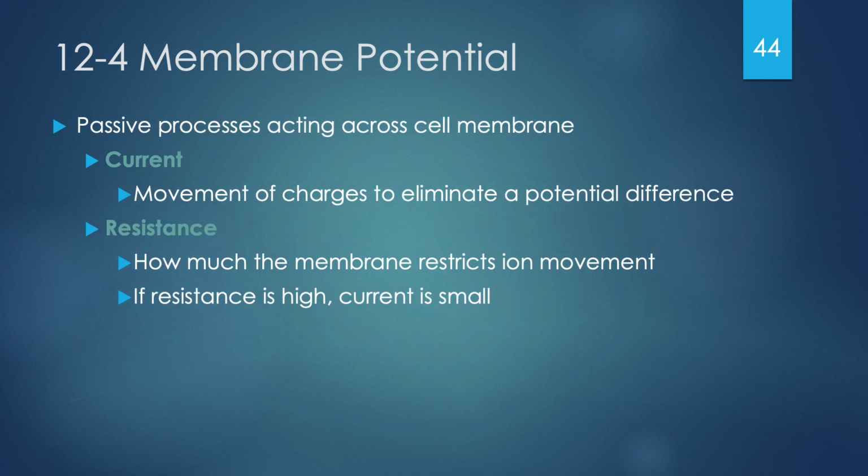There are passive processes that act across the cell membrane, which will allow for change between that plasma membrane, and one is called the current. And the current is just the movement of charges to eliminate a potential difference. So this means that positive charges are going to be attracted to negative charges, and they're going to move together to eliminate the difference between them. So that is what a current is. Now resistance is kind of exactly the opposite. It's how much the membrane will restrict ion movement so there is less current and less flow. So if the resistance is high, we will see a very small or slow current.